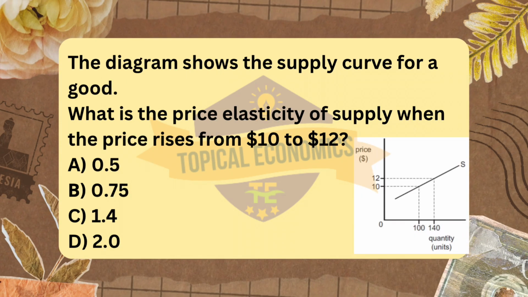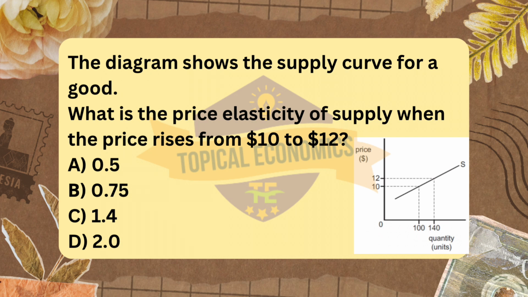The diagram shows the supply curve for a good. What is the price elasticity of supply when the price rises from $10 to $12? A. 0.5. B. 0.75. C. 1.4. D. 2.0. Reference, 2020 October-November, version 2. The correct answer for this question is option D.